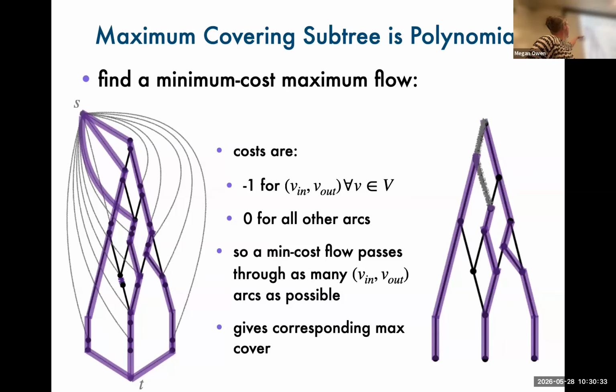So for example, this would be an example of a flow through it. And you can see there's these sections here that aren't closed in, but then you can just fix them after to make a tree. So this is our network with the flow in purple, and then you can just add in the gray edges to fix it, to make an actual tree at the end.